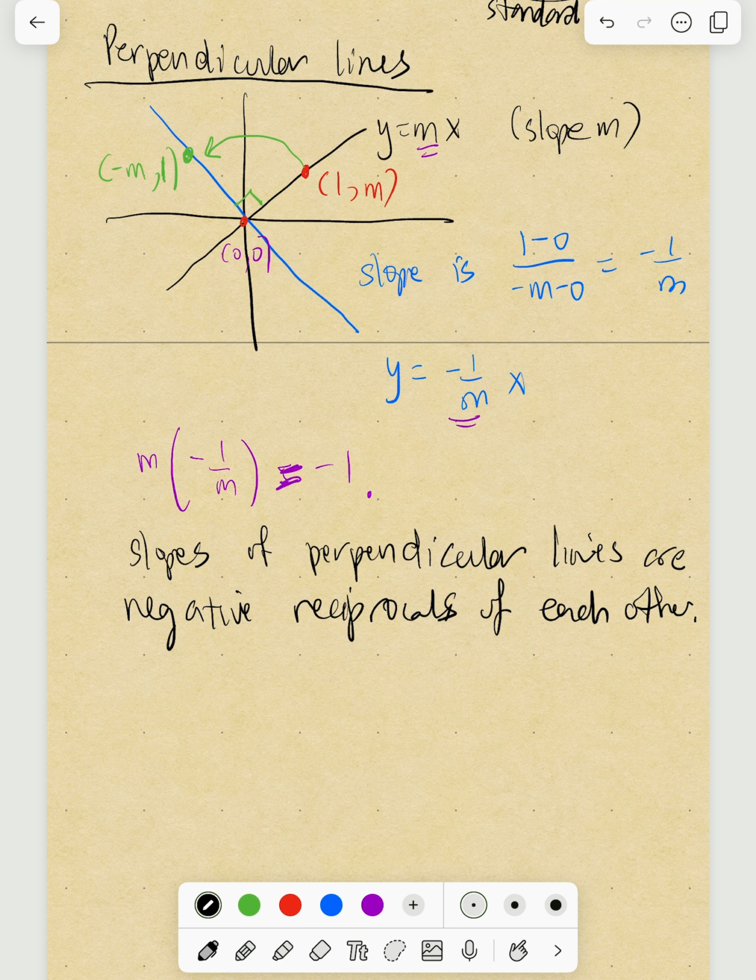Of course, this doesn't make sense if your original line was horizontal. I mean, if it was y equals 0, then the perpendicular line would just be the x-axis. No. It would be the y-axis, right? X equals 0.